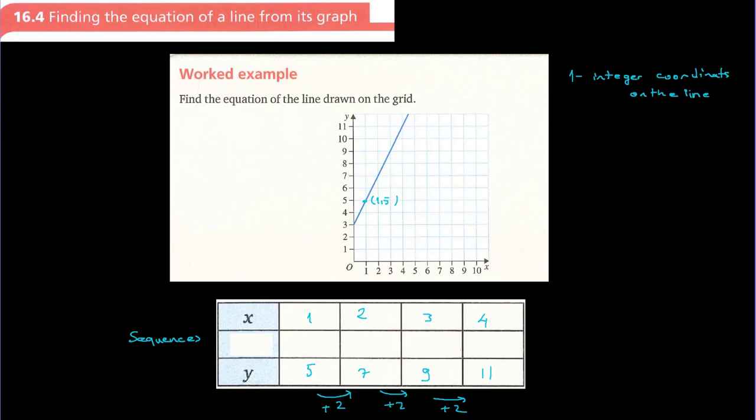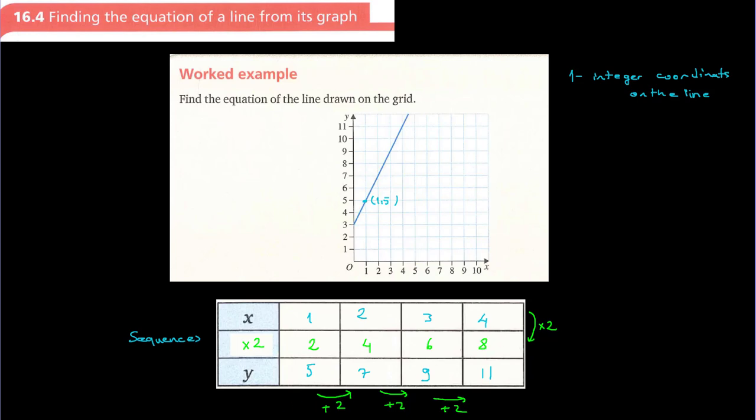If the common difference is 2 here, as you see, let me mark them with a different color, it means that you are going to make the times 2 table. So you are going to multiply all the terms here by 2. Times 2 table means 1 times 2 is equal to 2, 2 times 2 is 4, 2 times 3 is 6, and 2 times 4 is 8.